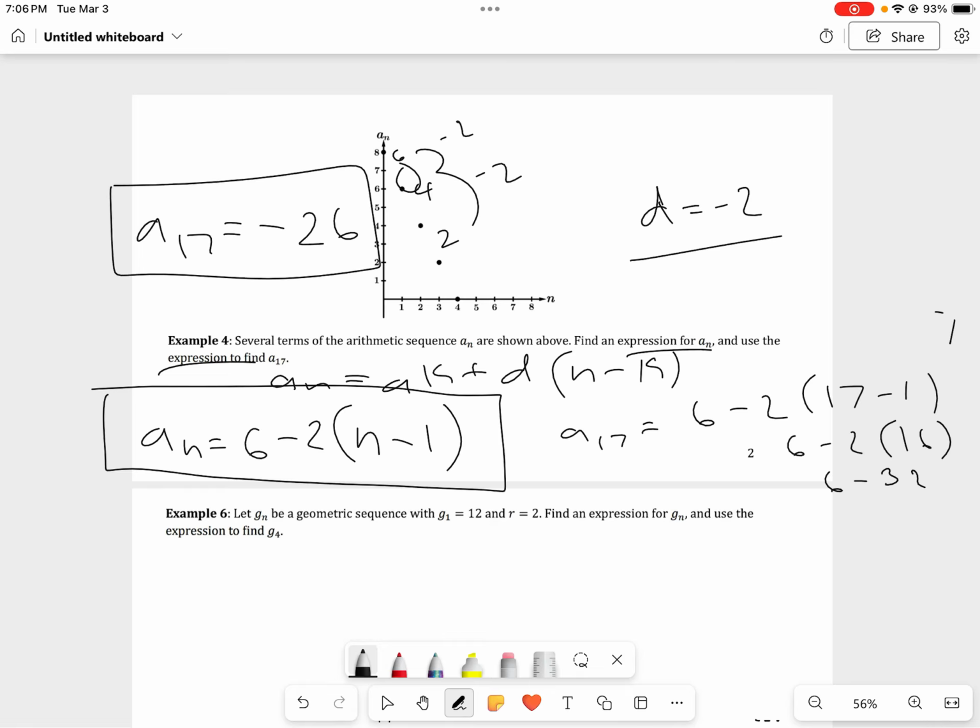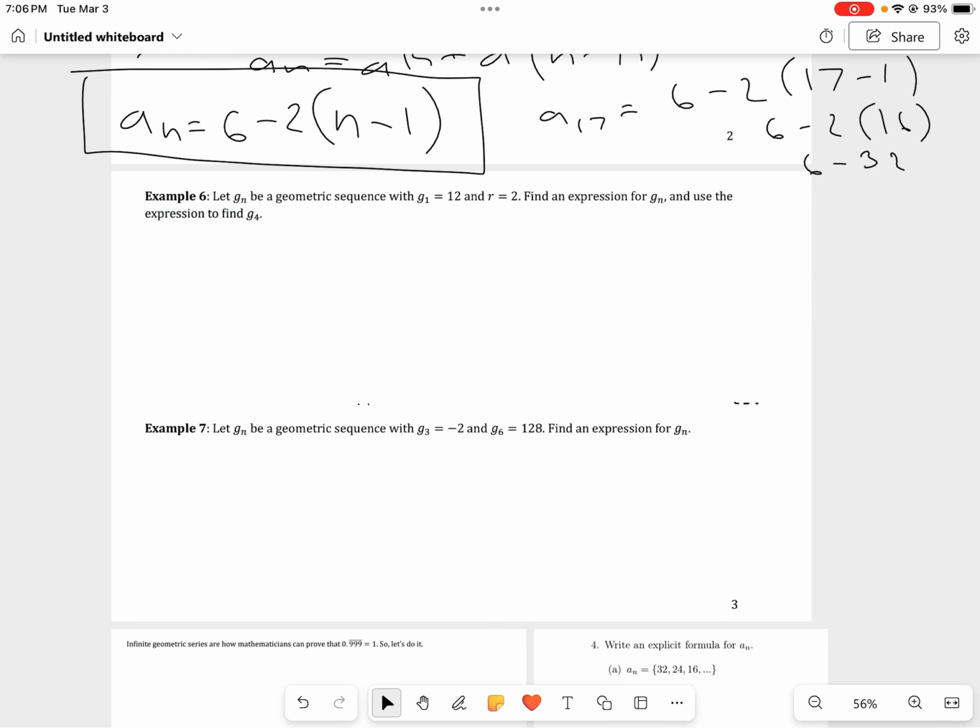Okay, the next one. It's a g of n. It's a geometric sequence with g1 and r. g1 is 12 and r is 2. Find an expression, use the expression to find g of 4.